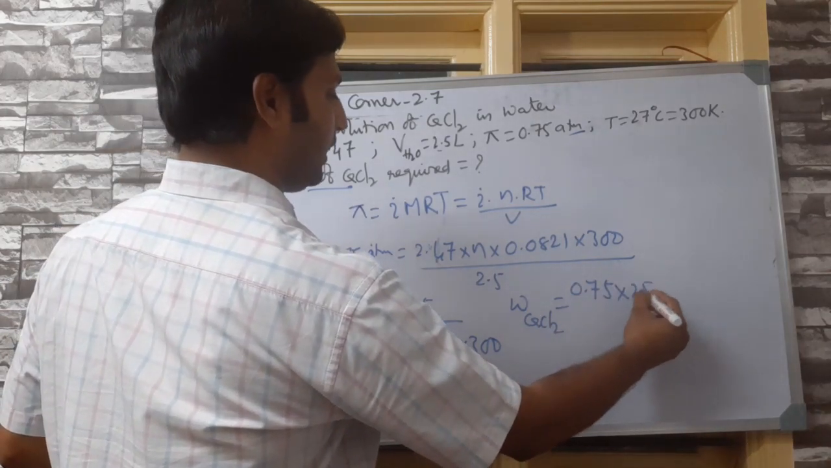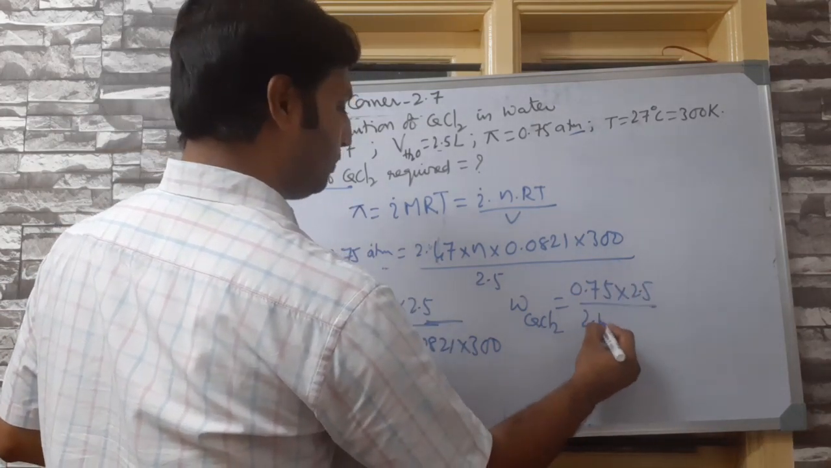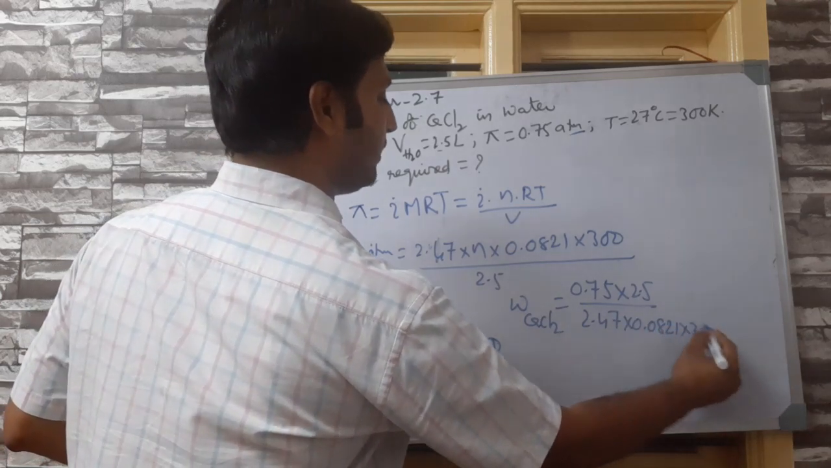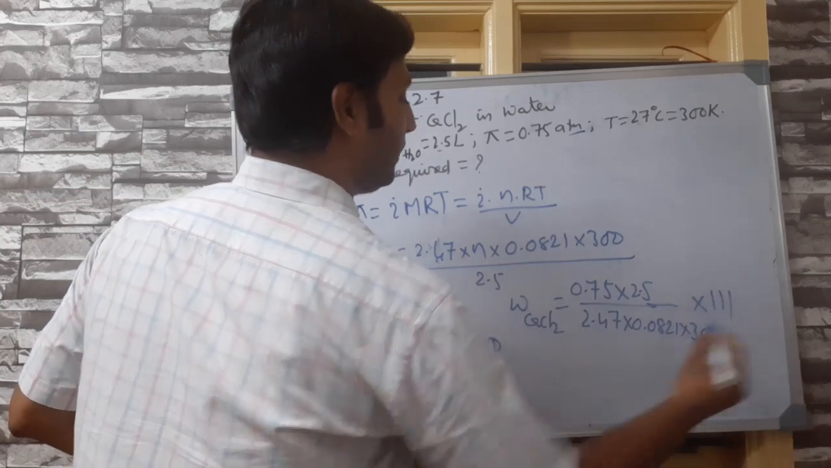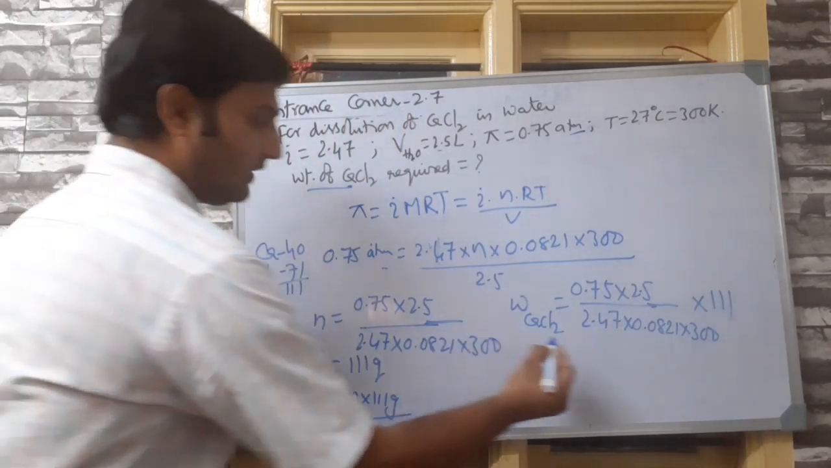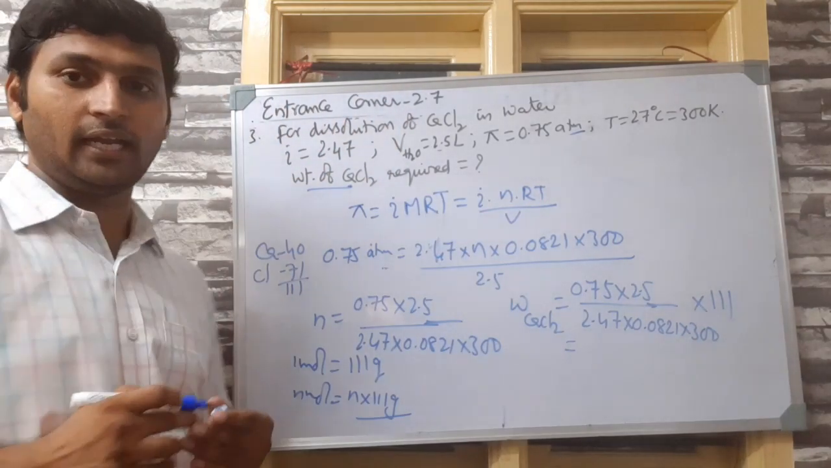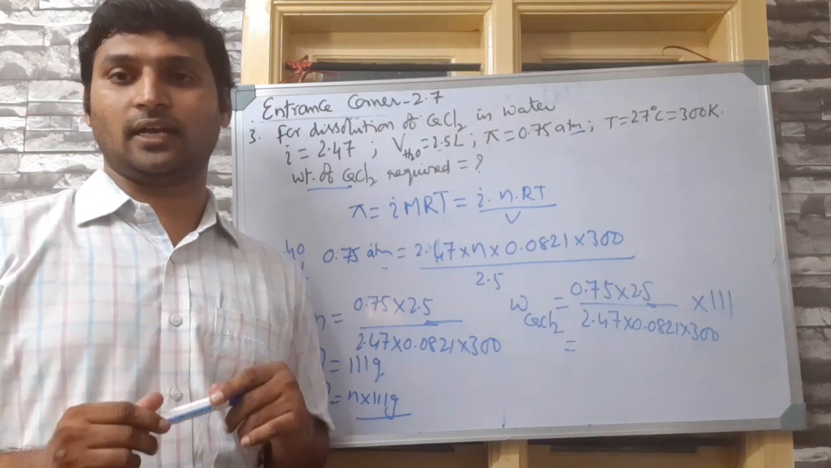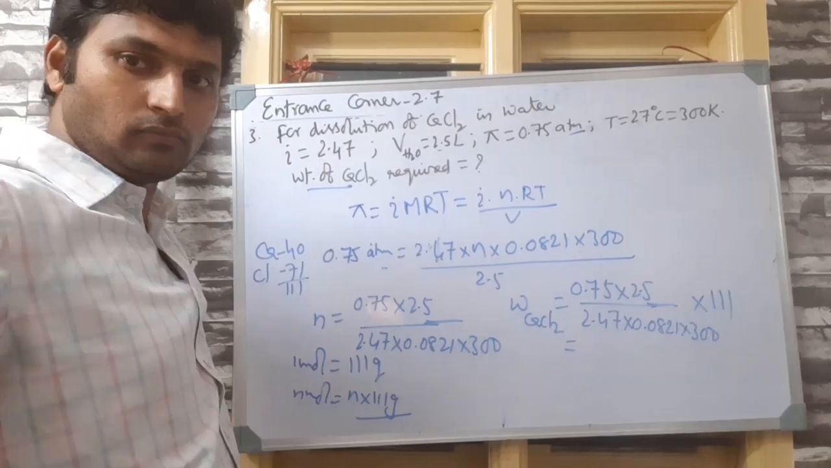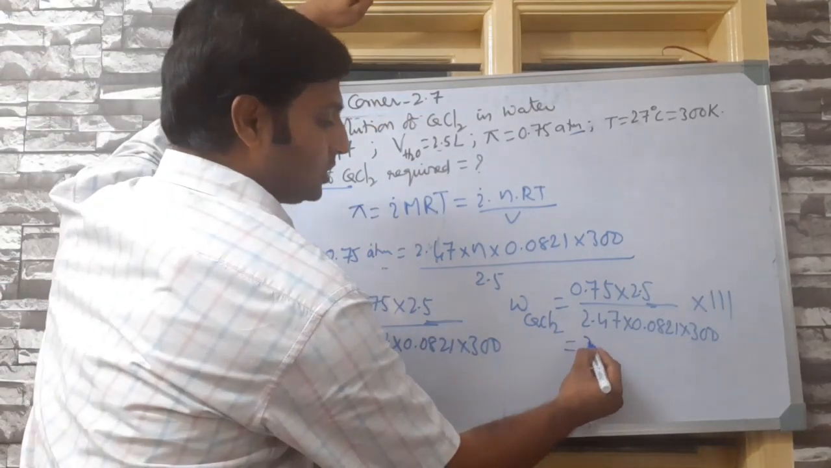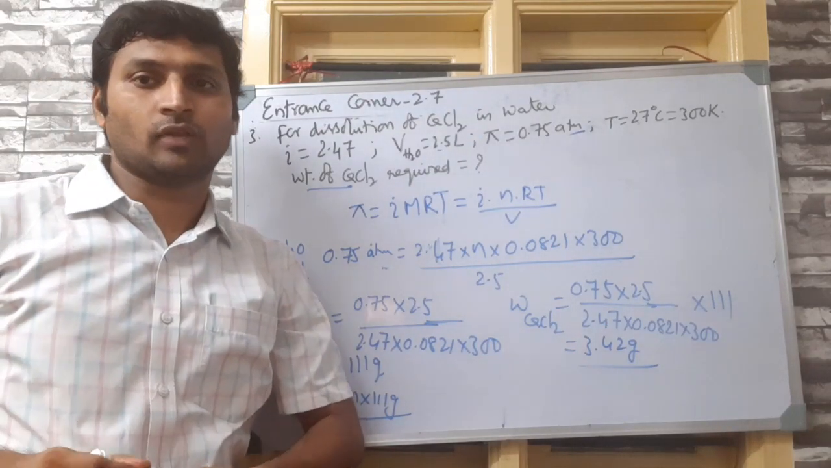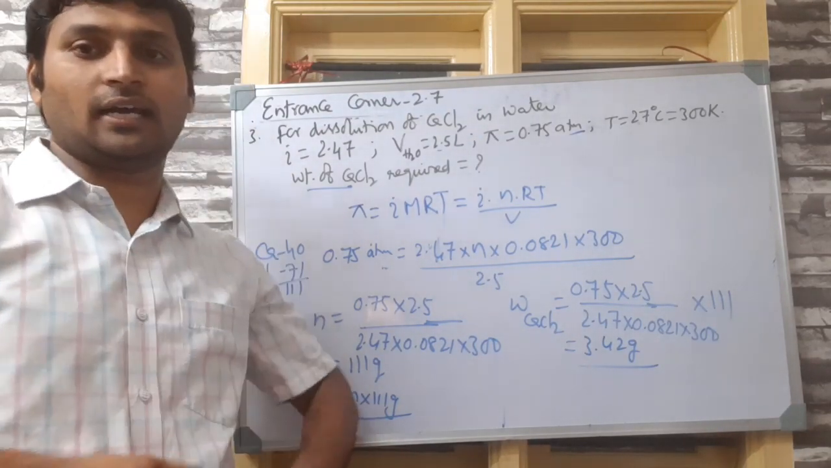0.75 into 2.5 divided by 2.47 into 0.0821 into 300 into 111. If you simplify this, whatever you get will be the weight of calcium chloride. Simplify and check. You are supposed to get 3.42 grams as the answer. Solve it and confirm yourself.